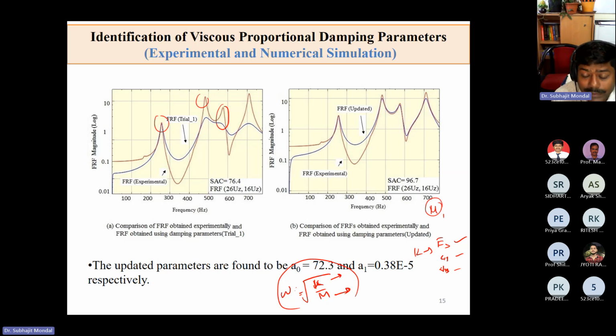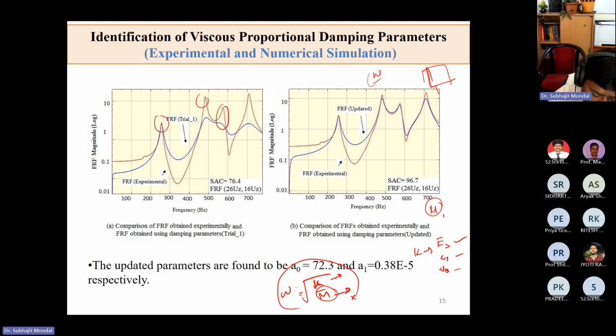The observation is that mass we can measure, the density we can measure, right? Because if you have a plate or beam, any sample, you can measure the length, the width, or the thickness. From that, you can get the volume, and if you measure the weight, from that you can calculate the density. So the mass parameter you can calculate very accurately. If you have good weighing machines, you can calculate the mass very accurately. So now there is no need to update the mass. You can keep the mass as a constant.